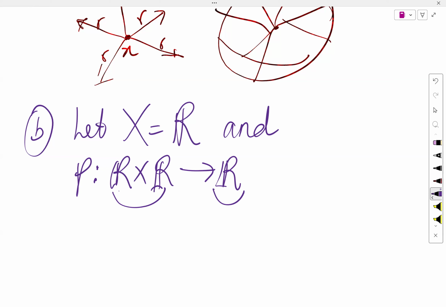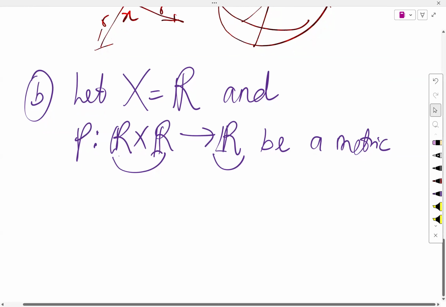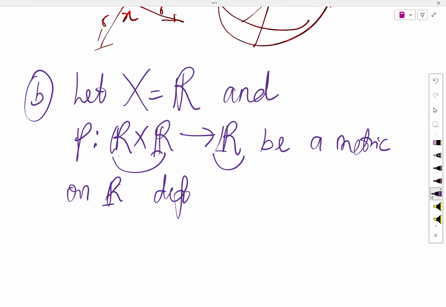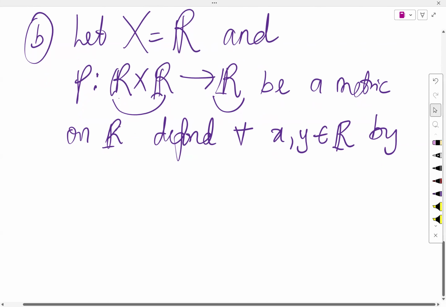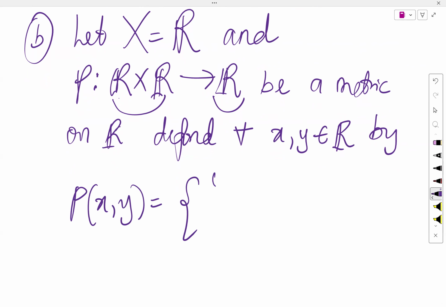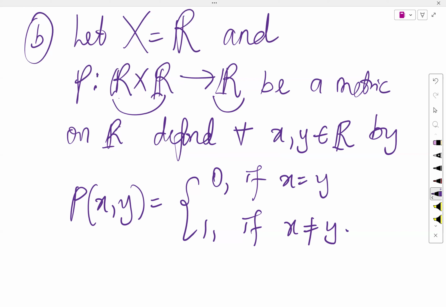So we are saying that P now is a metric. Like I said already, a metric is simply a distance. So let P be a metric on R, that's on the real number line, defined for all x and y belonging to the real numbers by P of x, y equals 0 if x is equal to y, and 1 if x is not equal to y.